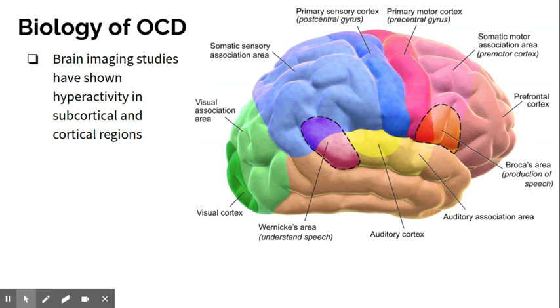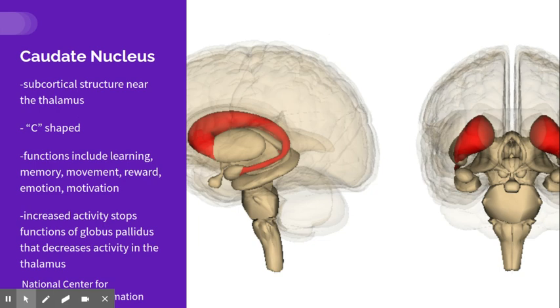So now I want to get into the biology of OCD. According to Stanford Medicine, brain imaging studies on people with OCD have found hyperactivity in the subcortical and cortical regions. The subcortical regions include the diencephalon, the pituitary gland, which controls hormone secretion, and the basal ganglia. One important structure in somebody who has OCD is the caudate nucleus. The caudate nucleus is within the subcortical structure and is near the thalamus. It is usually C-shaped, and as you can see here in the image, it is the structure in red. Its functions are learning, memory, movement, reward, emotion, and motivation.